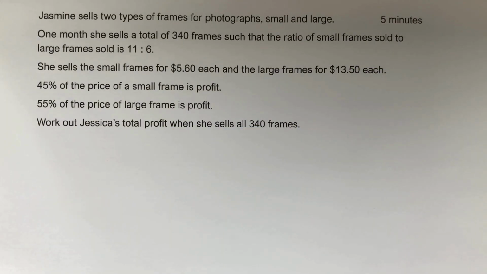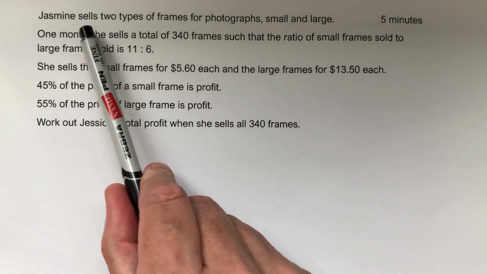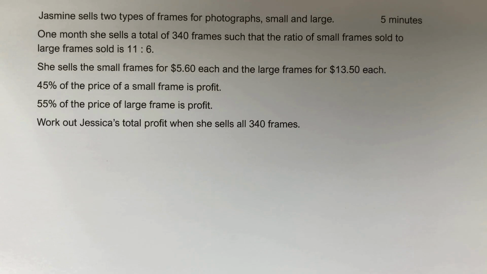Welcome to question 3, a question on ratios and percentages. Jasmine sells 2 types of frames for photographs, small and large. One month she sells a total of 340 frames, such that the ratio of small frames sold to large frames sold is 11:6. She sells the small frames for $5.60 each and the large frames for $13.50 each.